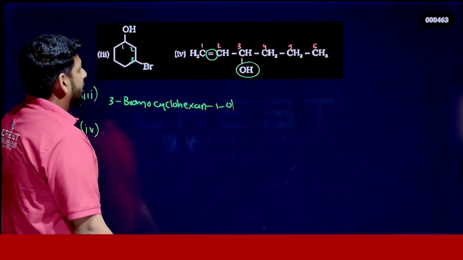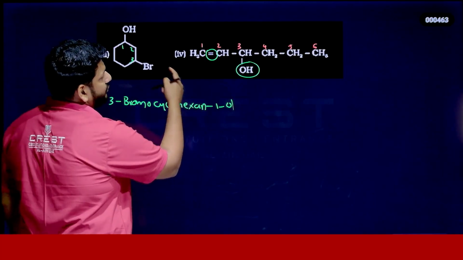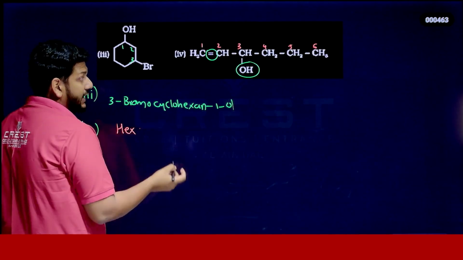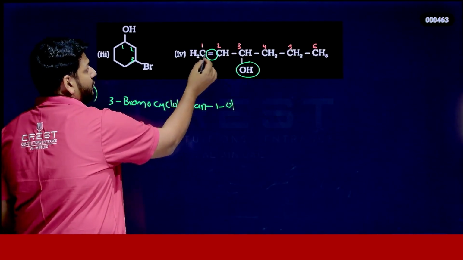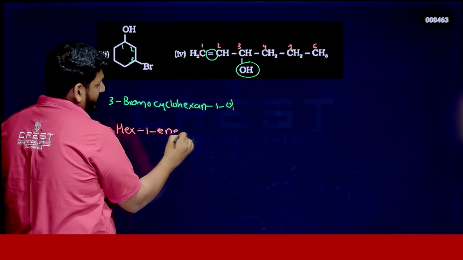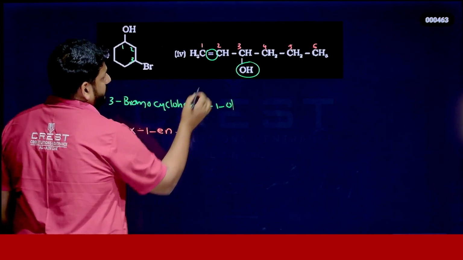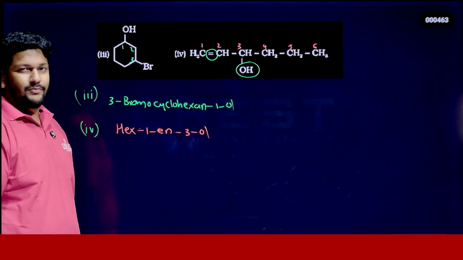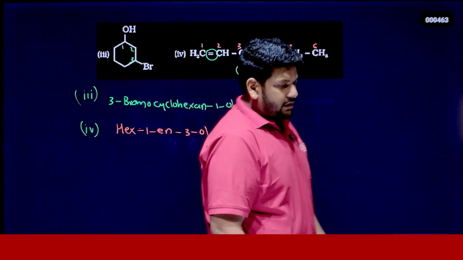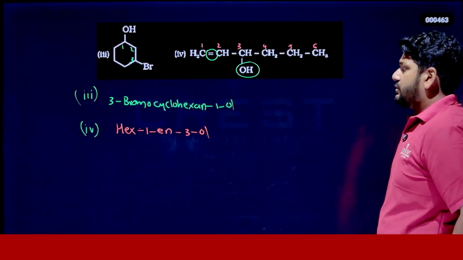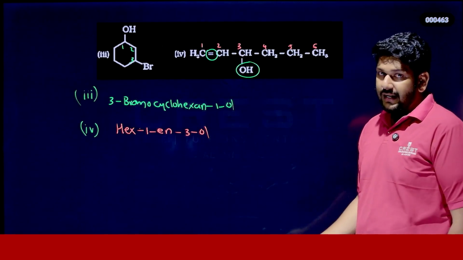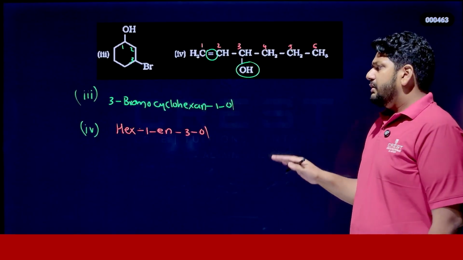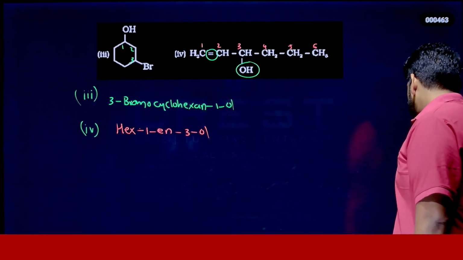We number 1, 2, 3, 4, 5, 6. Total 6 carbons, right? So hex, and it's ene, not ane. The first carbon has the double bond, so hex-1-ene, remove the E and add 3-ol. So the name will be hex-1-en-3-ol. No need to write the 1, but it's better, then you will understand. Hexen-3-ol is also correct, since it's understood that the double bond is on the first carbon, but it's better to write it.